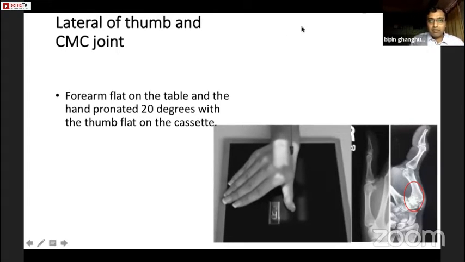The lateral view of the thumb and the CMC joint can be made by pronating the hand to 20 degrees with the thumb flat on the cassette. In this case, you can see the lateral view of the thumb, and CMC joint arthritis can be visible very clearly in the lateral view of the thumb.